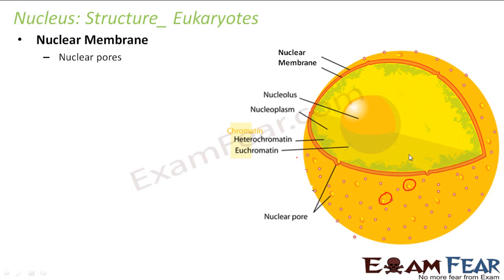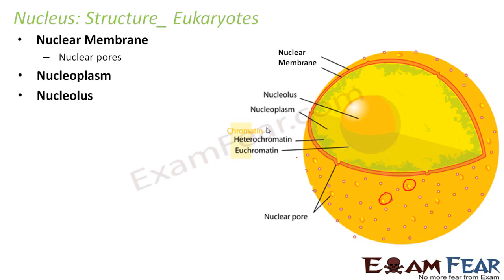Now on the nuclear membrane you have small pores. Those pores are the nuclear pores. Then we have the nucleoplasm. What is the nucleoplasm? The fluid-like structure which is present inside the nucleus. That means the fluid-like structure which is contained inside that sphere. That is nucleoplasm. Now then you have nucleolus. What is nucleolus? This small spherical structure which is present inside the nucleus is known as nucleolus.